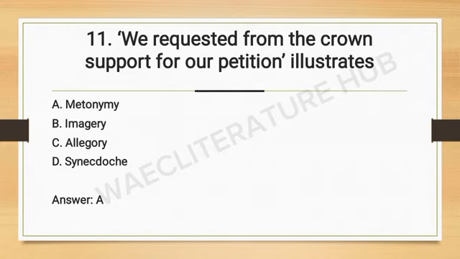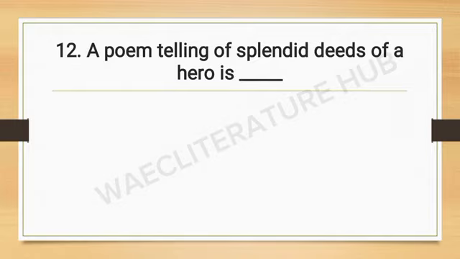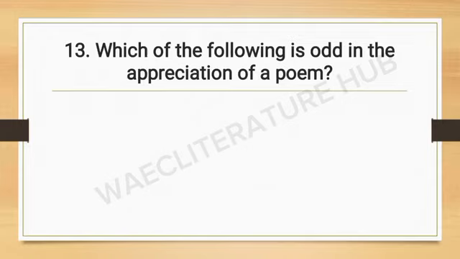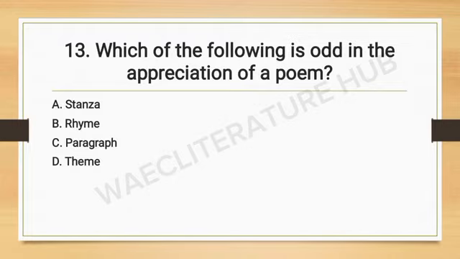When you use an object that is closely related to or closely associated with that person, you are making use of metonymy. A poem telling of splendid deeds of a hero is ballad, lampoon, irony, parody. The answer is ballad, and it's usually sung, and it talks about the splendid deeds of a hero. Which of the following is odd in the appreciation of a poem? Stanza, rhyme, paragraph, theme, and the odd one out is paragraph, because paragraph is basically associated with novels.